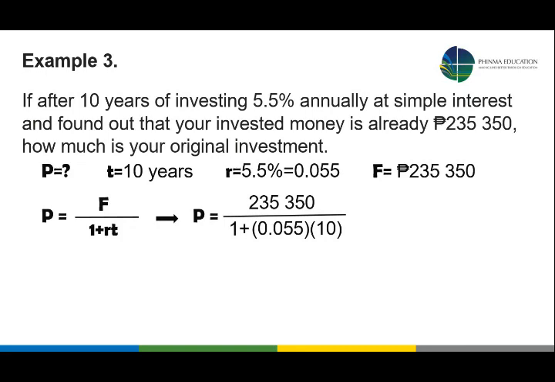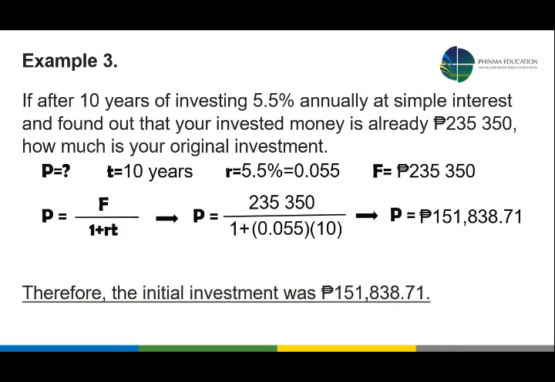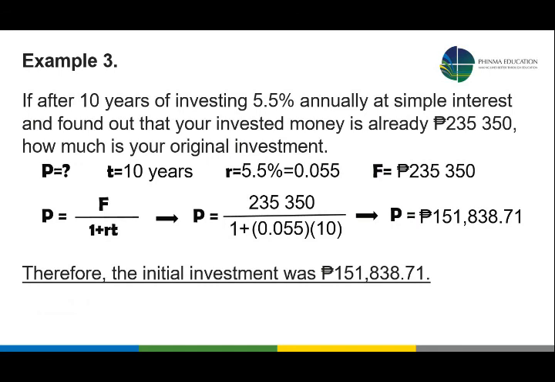Rate is 0.055 and time is 10. So that is equal to 151,838.71 pesos, or 151,838 pesos and 71 cents. Therefore, the initial investment was 151,838 pesos and 71 centavos.